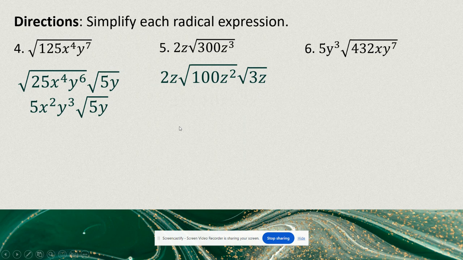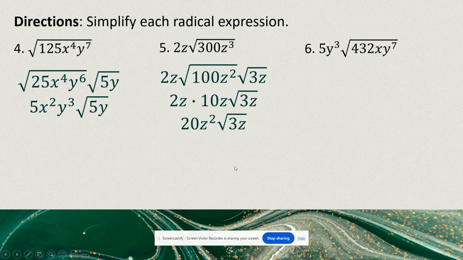Okay, so I would get 2z times the square root of 100, which is 10. And the square root of z squared is just z, times the square root of 3z. Again, we know we can't do anything with this one. So this one's really not going to change from that first step all the way to the end. Now this I can do. 2z times 10z is going to give me 20z squared times the square root of 3z. So notice that the square root of 3z doesn't change from that first step all the way to the end. And here we're just combining and multiplying.